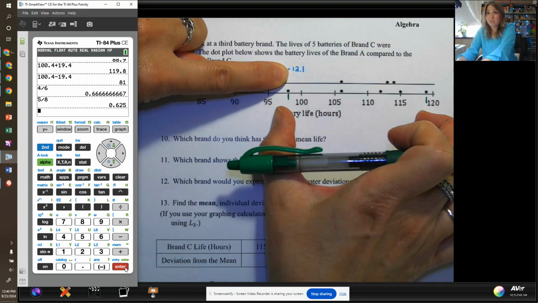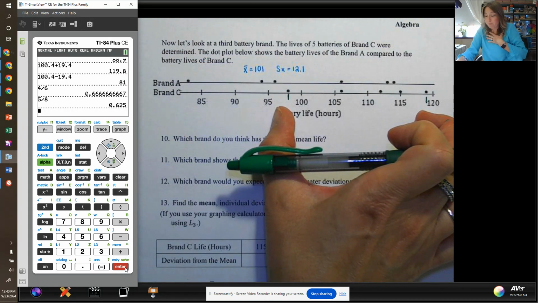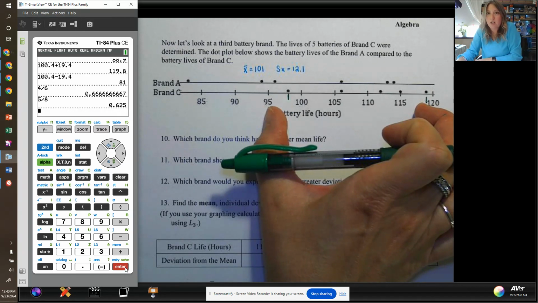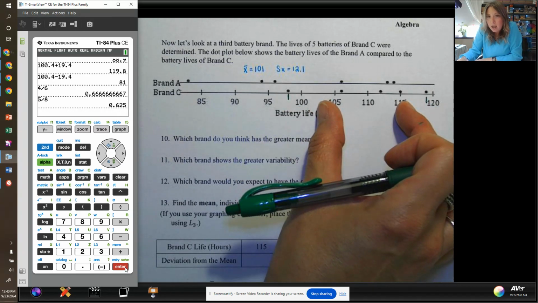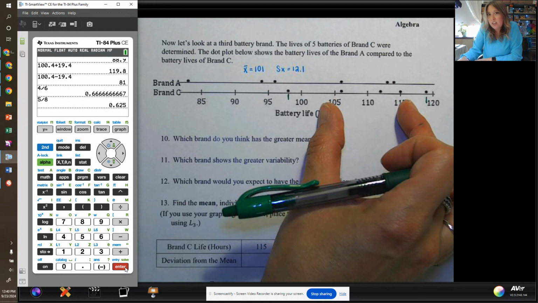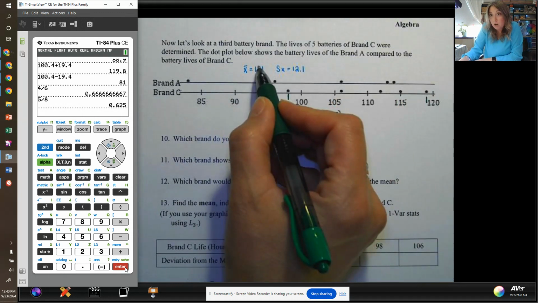I'd say lower. My bad, I'd say lower. I'd say we're going to get a better standard deviation, is what I was thinking in my head. It's going to be closer to my actual middle data value than these standard deviations were for brand A and brand B.